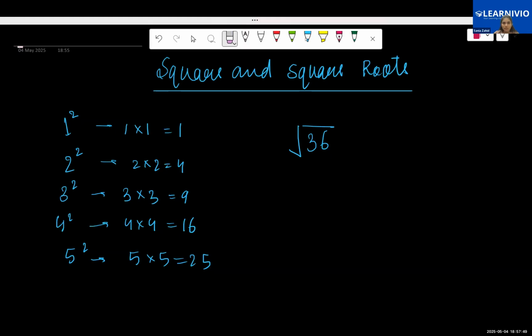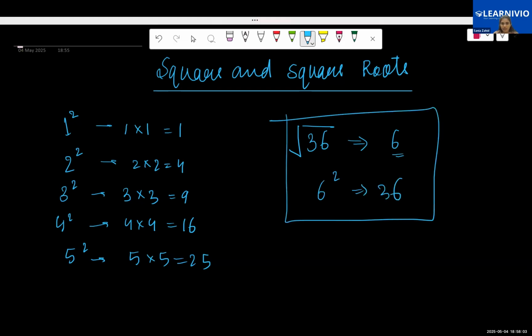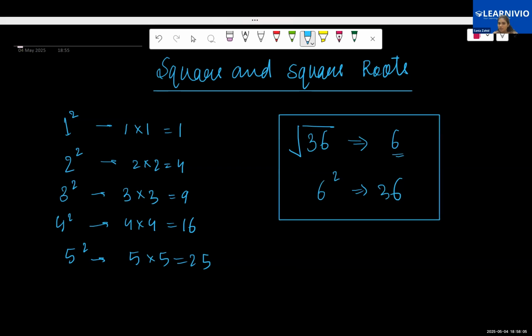Okay, so if it is written as root of 36, this means 6 is your answer. And 6 square means 36. So these are two formats of writing the same thing. Under root of 36 means that on squaring 6, you should get 36, and 6 square means 6 to the power 2, which means 6 into 6 gives you 36. So these are the basics.